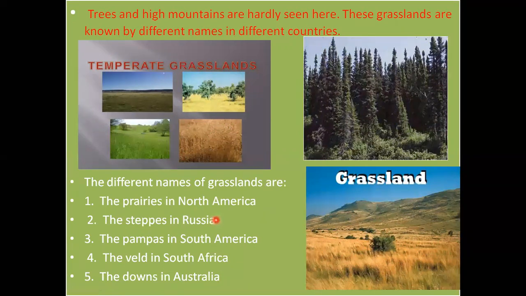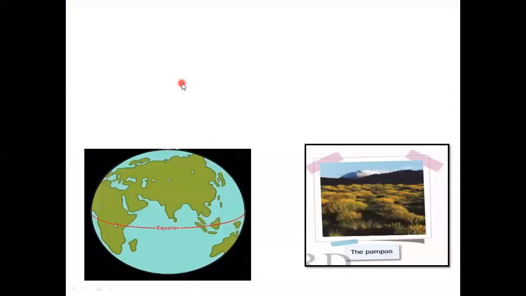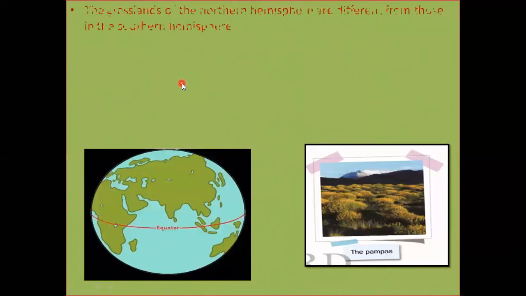Which are those? The prairies in North America, the steppes in Russia, the pampas in South America, the veld in South Africa, and the downs in Australia. These are the grasslands located in the temperate zone. Next, the grasslands of the northern hemisphere are different from those of the southern hemisphere.